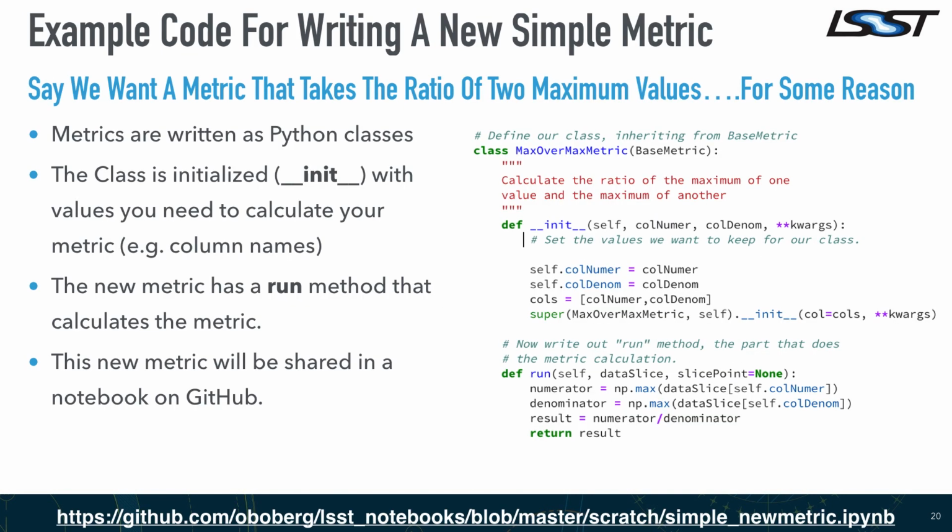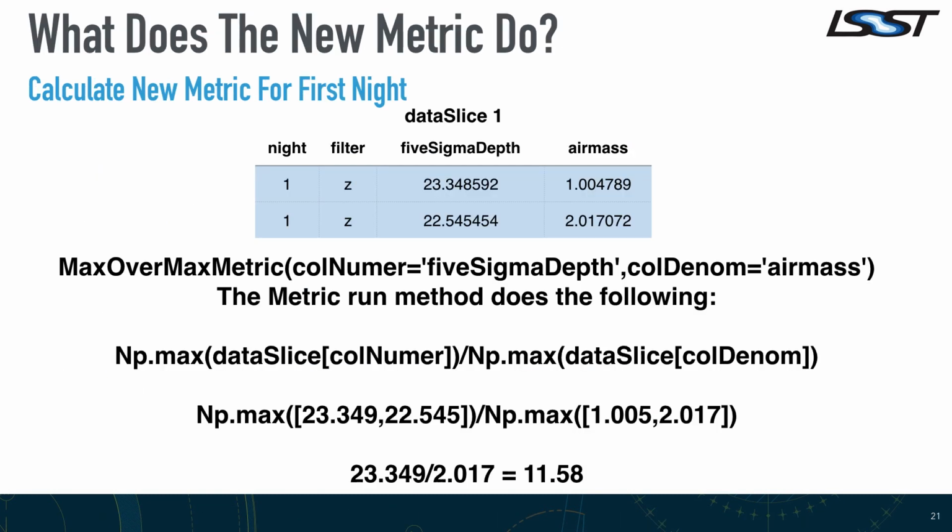And remember, if you go back here, you can see how I set it up. You have to give it this call numer and call denom, and that's exactly what I'm setting up in Python. The parameters I'm saying are that the call numerator is the 5 sigma depth, and the call denominator is the air mass. So if you were to set this metric up and run it, all it's going to do is take the maximum of the column that's your numerator, the maximum of the column that's the denominator, divide them, and give you a number.